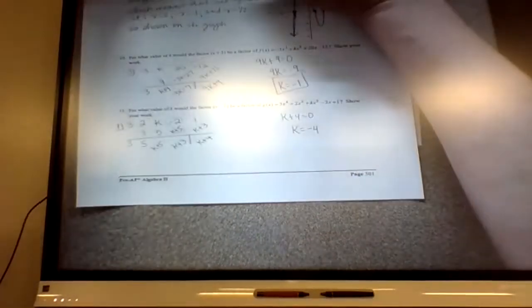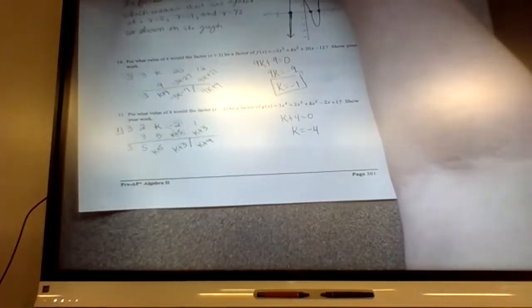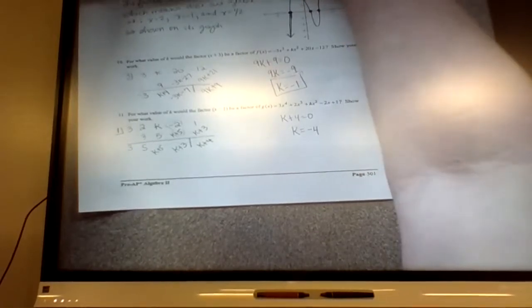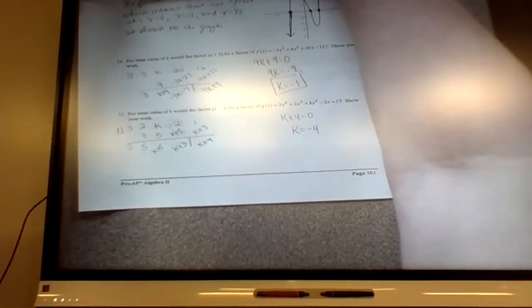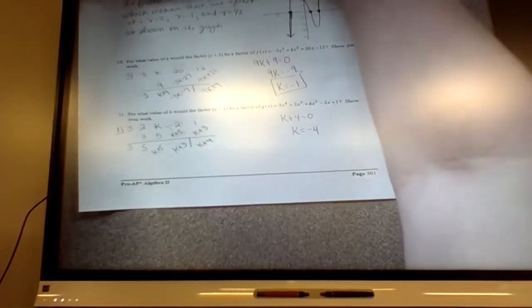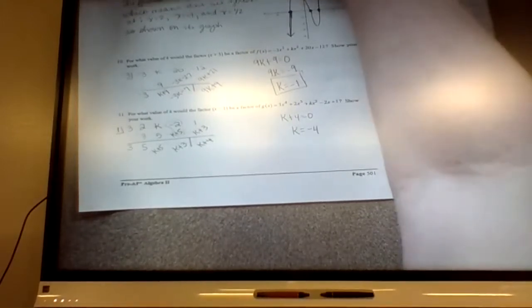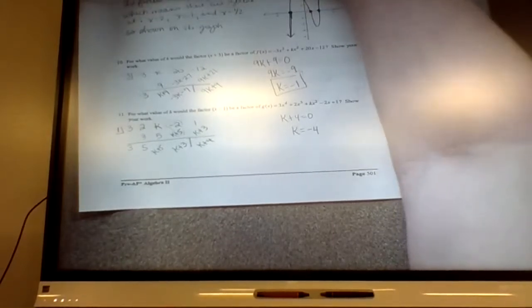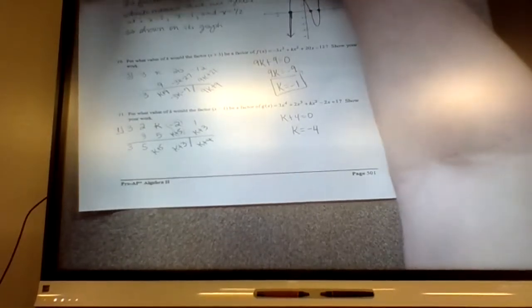I keep thinking that you have to distribute everything. I don't think we distribute. I think it's like 1, 2, 3. Well, no, I think I did pretty good. At least we're trying.